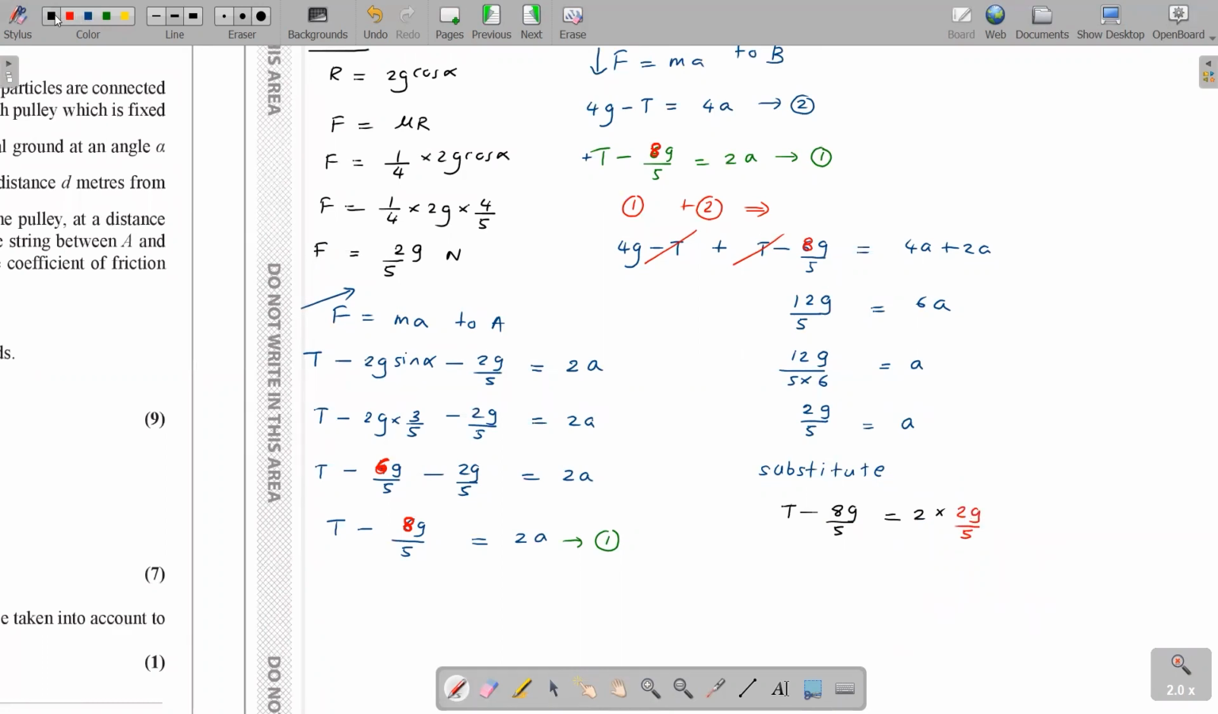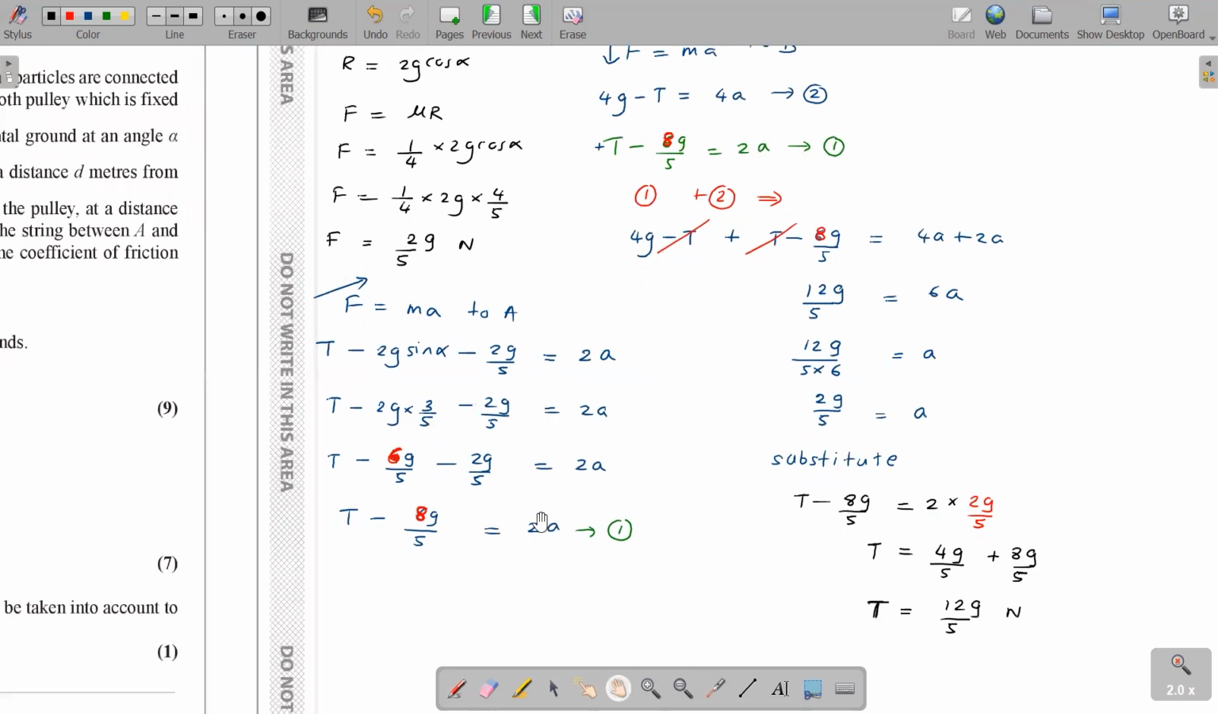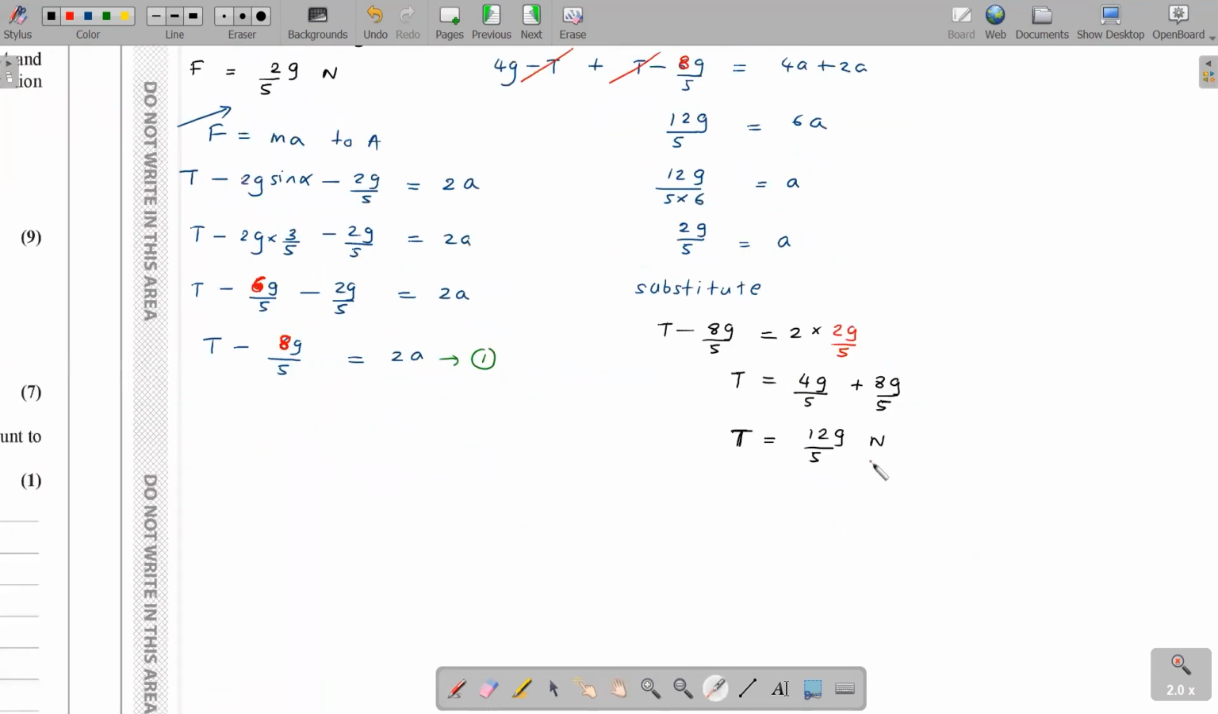So I get here tension equals 4G over 5 plus 8G over 5. So tension equals 8G plus 4G, which is 12 over 5G newtons. So this is the tension value. The exact value is this. If they've just asked you to find the tension, you could keep this, because for the next part, if you want exact answers, we need to work with 12G over 5.